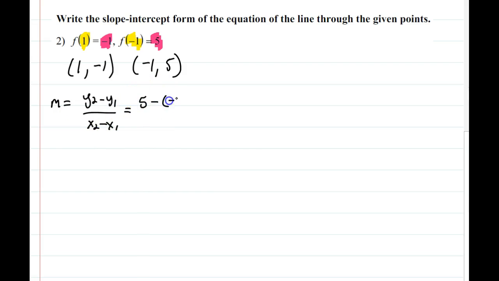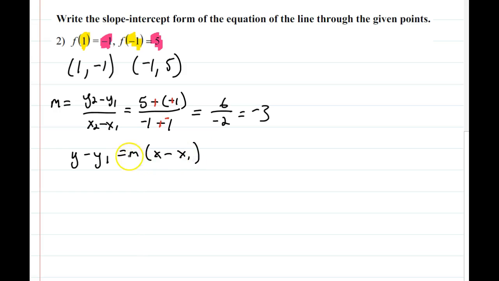So I get 5 minus negative 1, negative 1 minus 1. So this becomes 6 on top. On the bottom, that's going to become negative 2. And so I get a slope of negative 3. So now I'll use my point slope formula, y minus y1 equals m times x minus x1. So I know my slope is negative 3. And I'll use this as my y1, so it's minus negative 1. So that makes my x1 1.